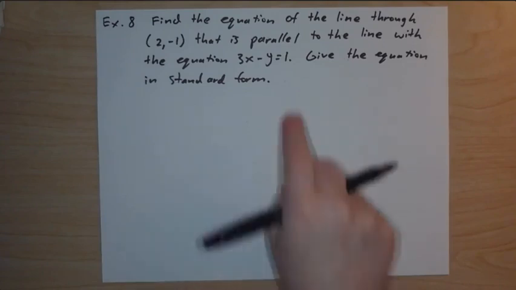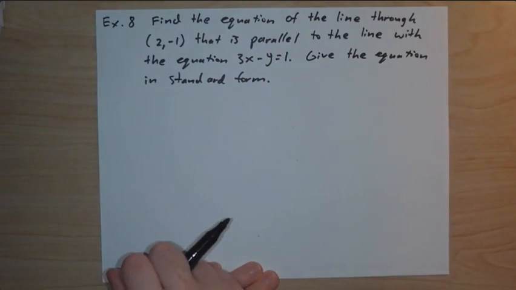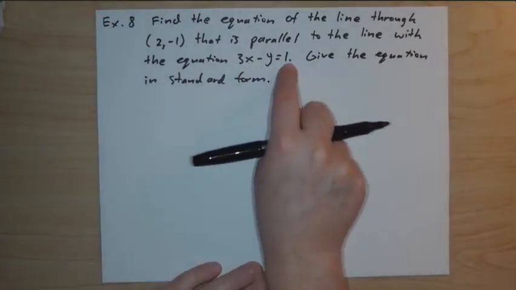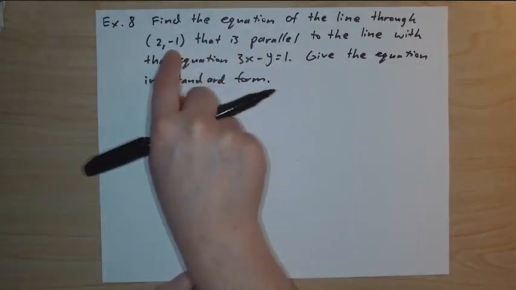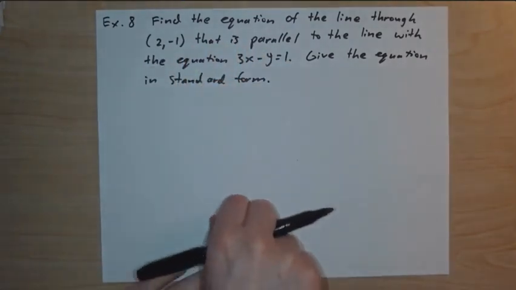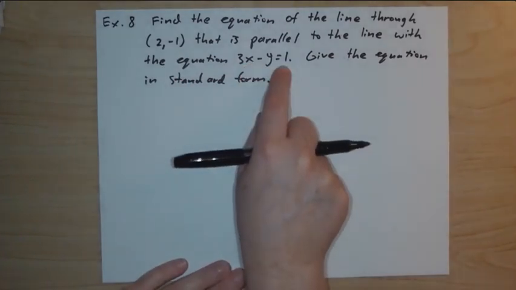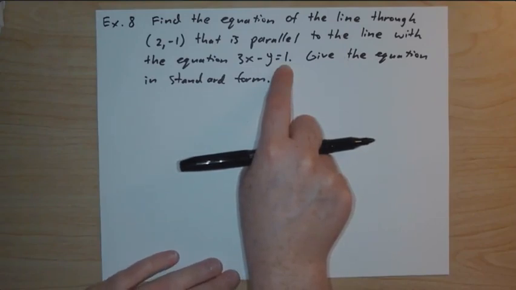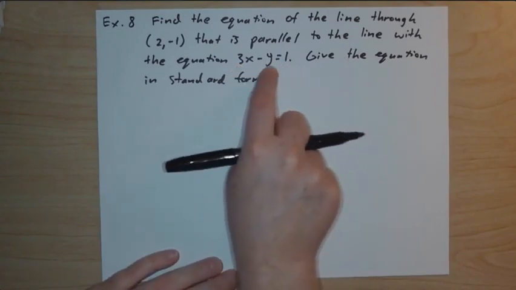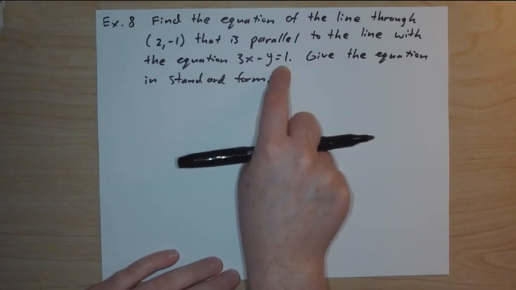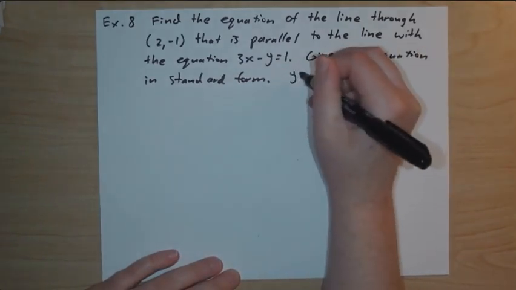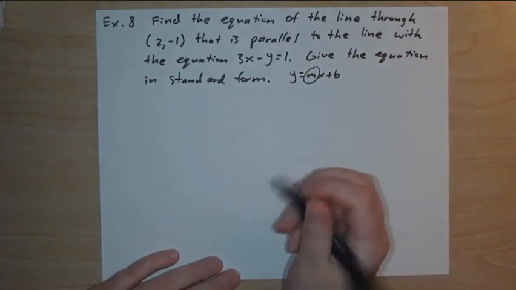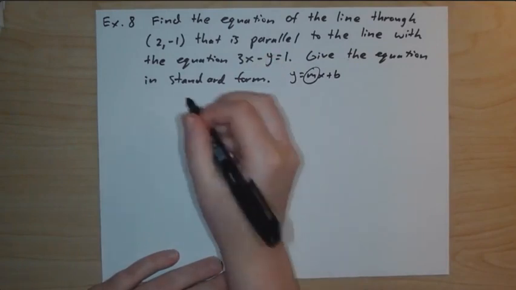So if we have two parallel lines, then their slopes are equal to each other. So if we find the slope of this line, then we find the slope of the line that passes through (2, -1). However, it's not in slope-intercept form, so it's hard to tell what it is. So we're going to solve for y to get it in slope-intercept form. That's the form, if you're not familiar, y equals mx plus b, where m is the slope. This is what we care about right now.